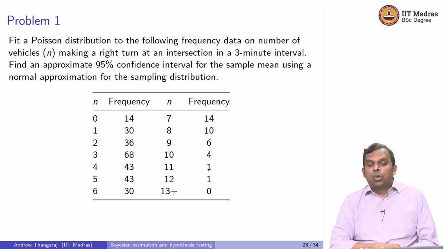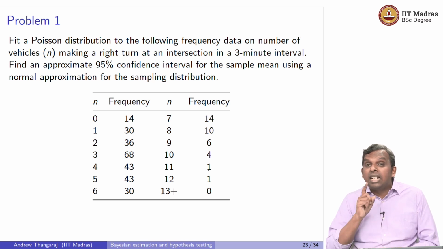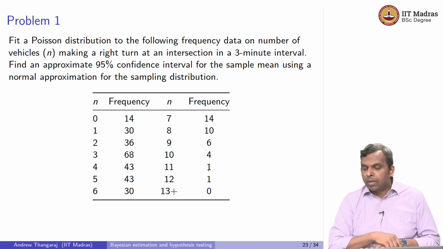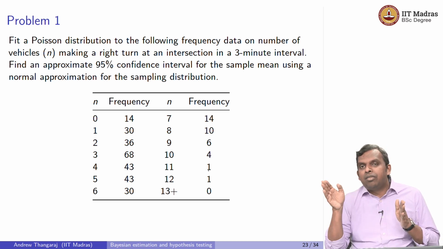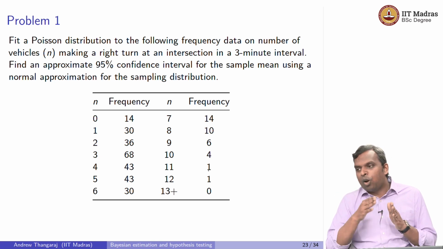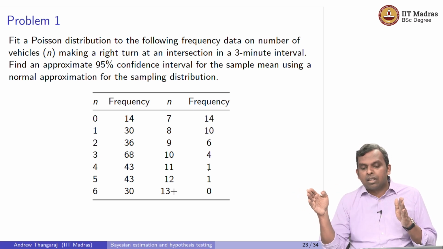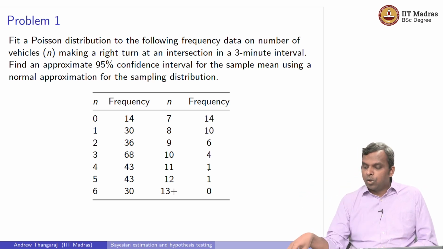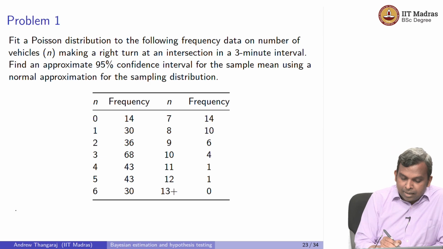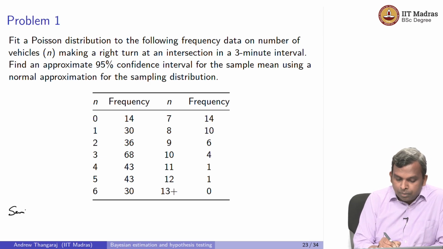Notice this frequency table is not directly the samples. The samples are the actual observed number of vehicles over all the 3-minute intervals. You consolidate the samples into a frequency table. So if you have to look at the samples themselves, how will the samples look?